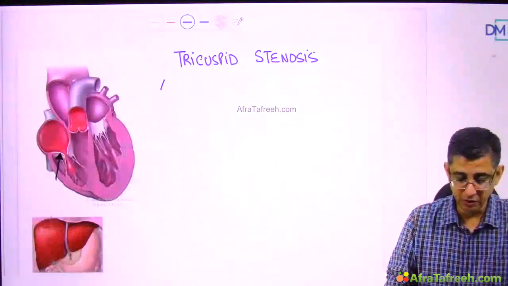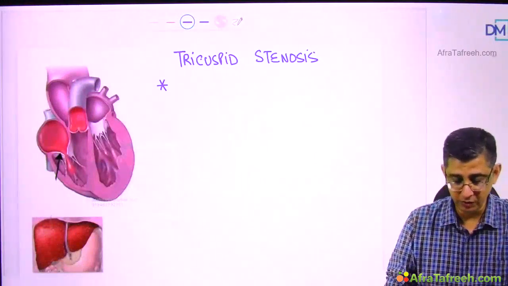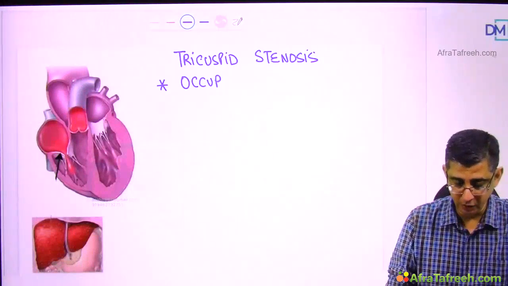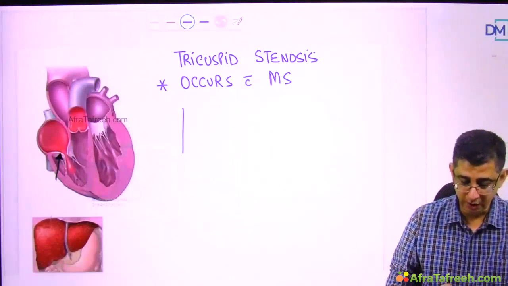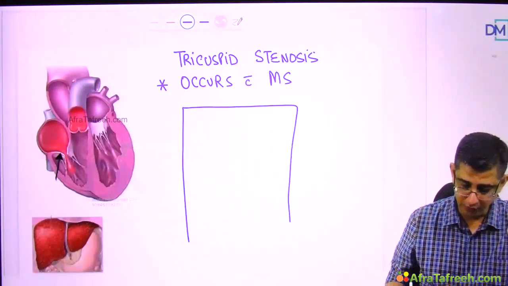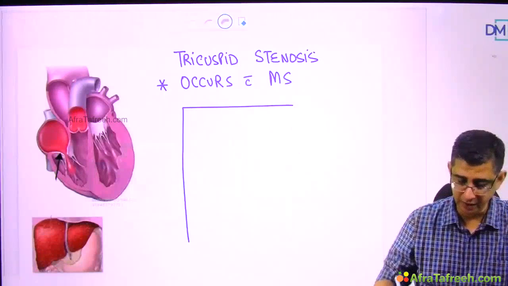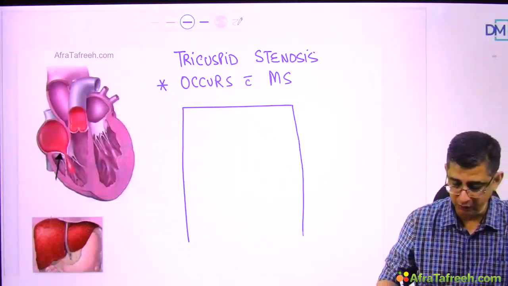Tricuspid stenosis does not occur alone. In fact, most of the cases of tricuspid stenosis will occur coexistent with mitral stenosis. I'm going to draw a shunt diagram here before you where I'm going to show both simultaneous presence of MS and TS and then see how the disease will evolve.